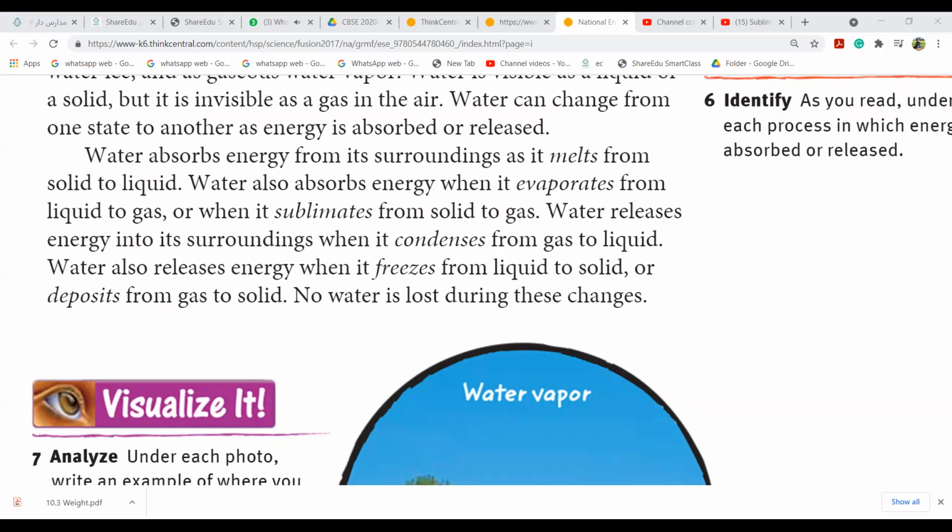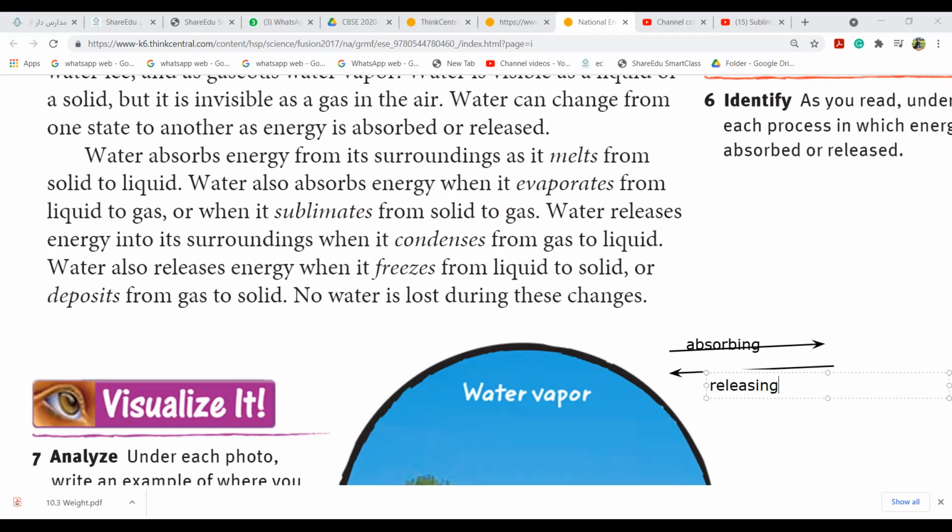Solid to liquid, what is the direction? Solid to liquid, the direction is this way. This way it is absorbing and this way it is releasing. Solid to liquid. This is liquid to solid, coming back. Solid to liquid, remember it is absorbing. And when it is coming back, it is releasing.